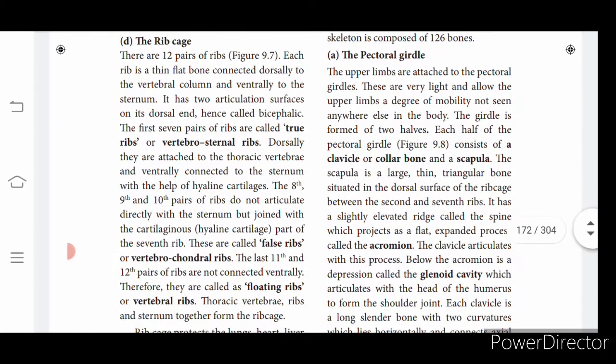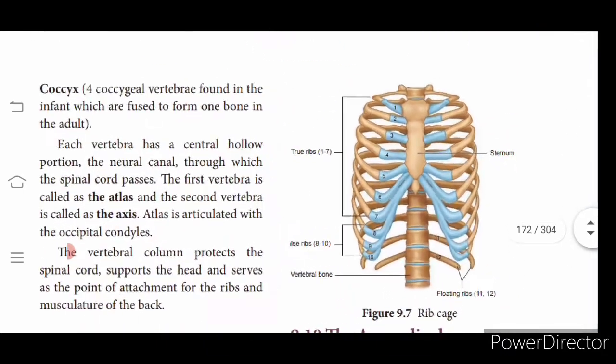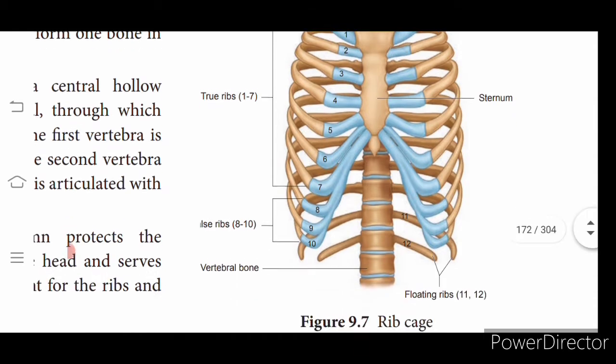Then the rib cage. There are 12 pairs of ribs. Each rib is a thin flat bone. They are connected dorsally to the vertebral column and ventrally to the sternum. Do you follow? So when we see this diagram, you will know what the sternum is. Can you locate the word sternum? It is the frontal region where the rib bones are attached on the front side. At the back, they are attached to the vertebral column.